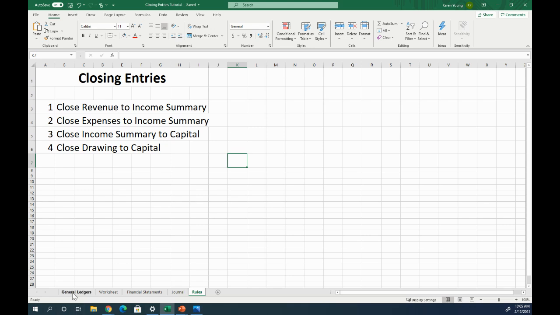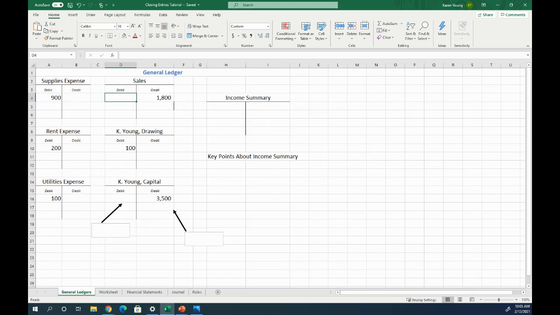So before we get into closing, I want to back us up and take a look at what we have done so far. First, I'm showing you an abbreviated general ledger. I'm not showing cash. I'm not showing any of my accounts receivables or payables. I'm just showing the accounts in my general ledger that are affected by closing entries. So let's take a look at what I have here. I have all my expenses with their balances in them. These are T accounts, but they're also the same thing as a general ledger. I have my revenue account and my drawing account, capital and income summary, which we're going to learn about.